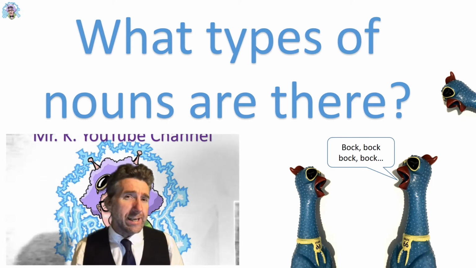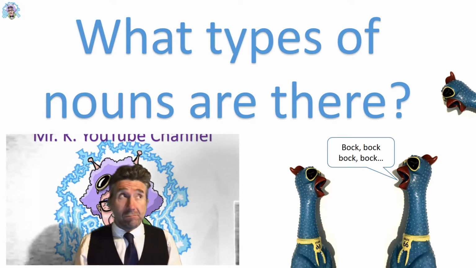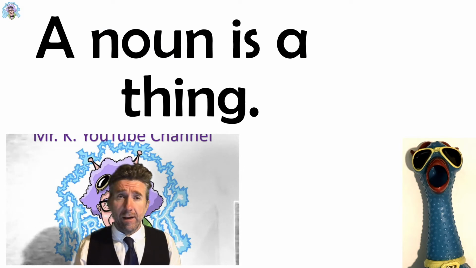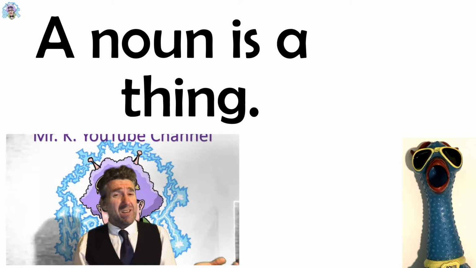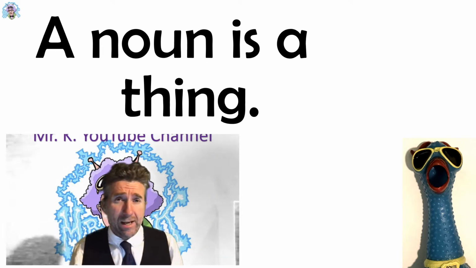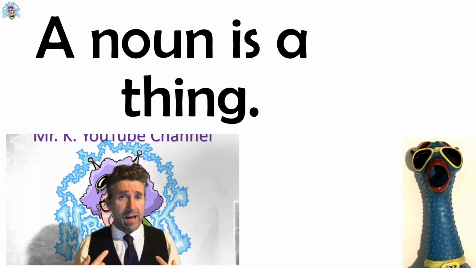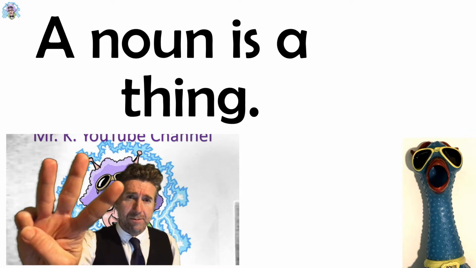Well, before we really get into this, we need to ask the question, what is a noun anyway? Well, a noun is a thing, and a thing normally you can touch or feel. Sometimes it's not actually even something you can touch or feel. An example of a noun I can think of straight away is Mr. K, okay? Something you can touch or feel. Now, there are three types of nouns.